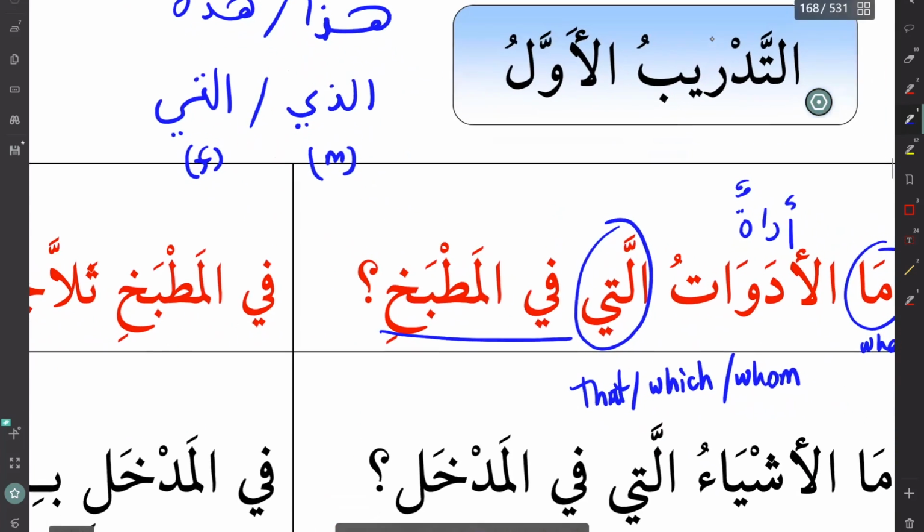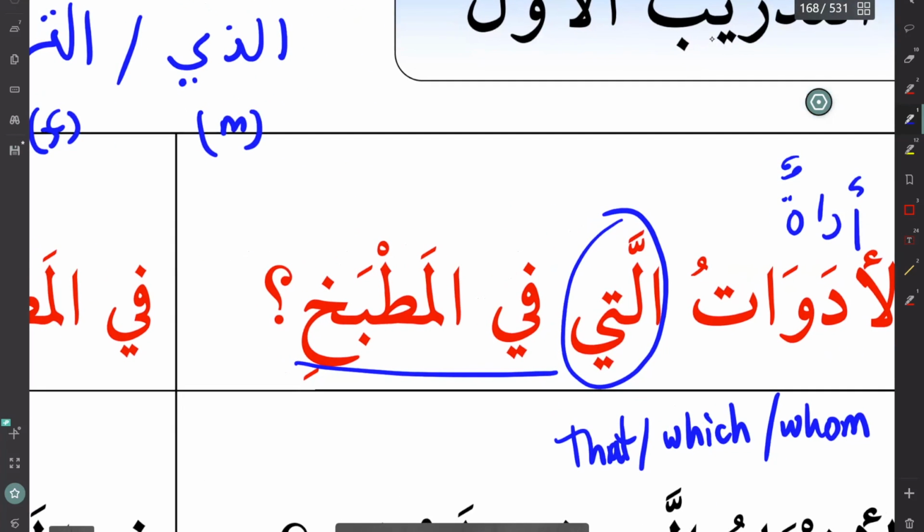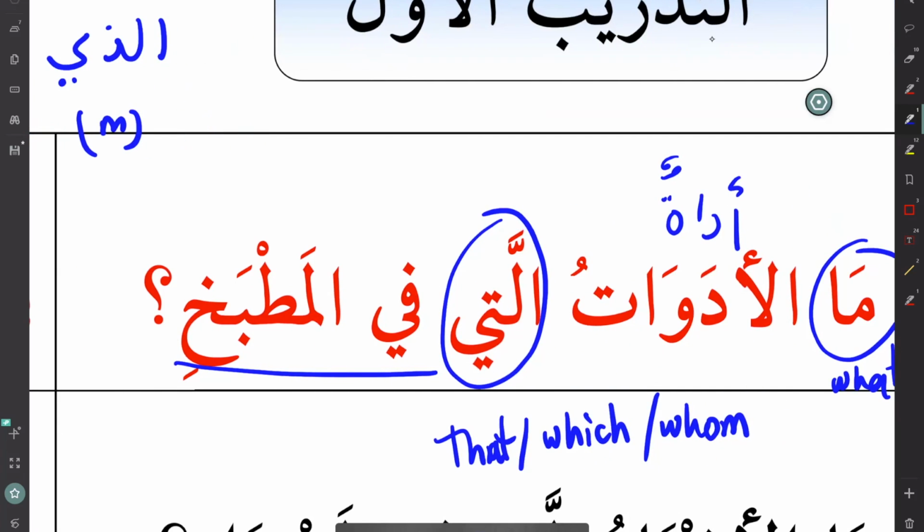So here, few other things to note, that relative pronoun in Arabic, it's called al-ismul mawsul. Okay, al-ismul mawsul. It will come right after the noun that you are referring to. Okay, so for example here, the noun is al-adawatu, which is the tools or the devices or the appliance. So allati is coming right after al-adawat. So now it is extending the meaning, basically giving you more information about that noun.